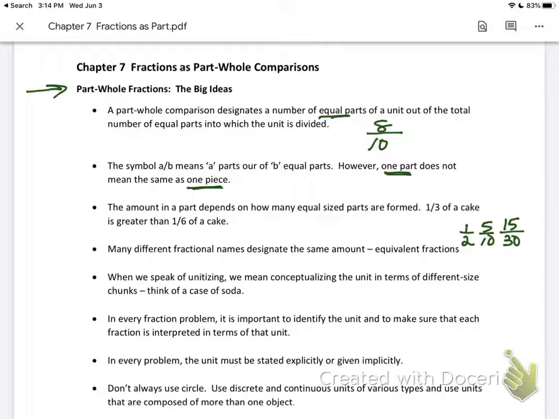Don't always use circles. Use discrete and continuous units of various types, and use units that are composed of more than one object. Okay, that variation is very, very important. Don't have your kids think it has to always be one way. You can help them spread their horizons in terms of their thoughts about fractions if you can mix it up a little bit for them.